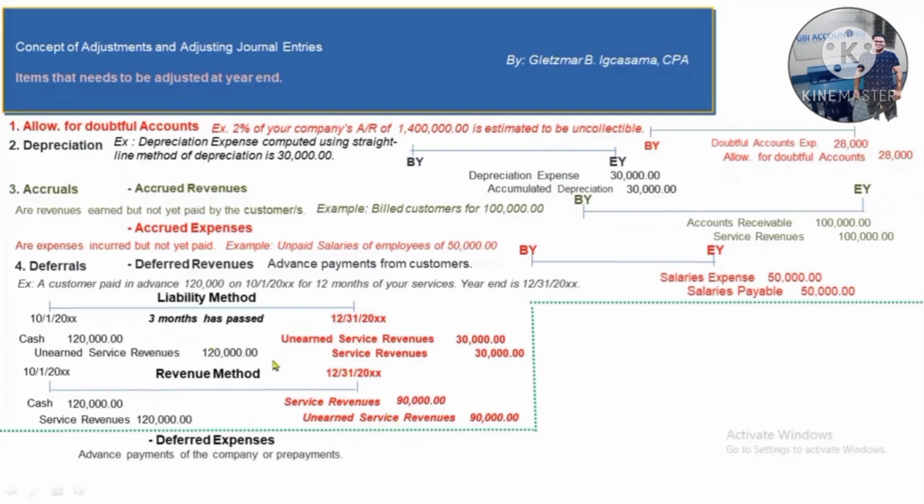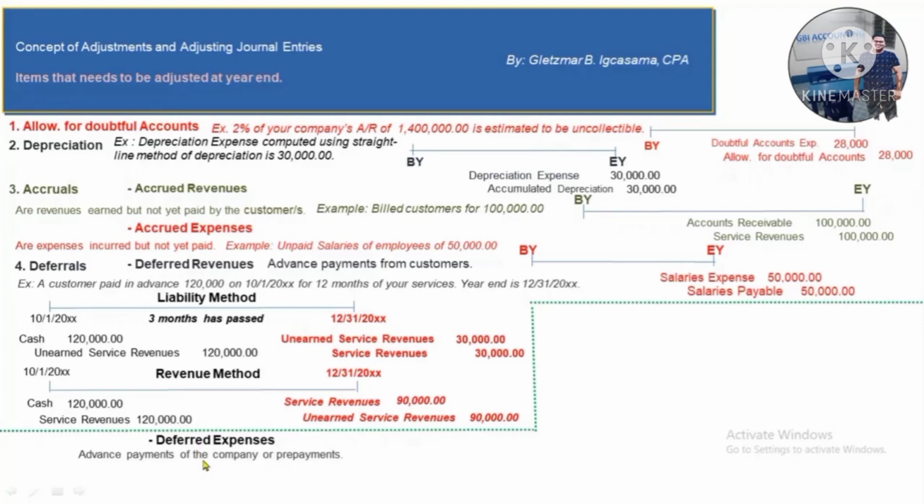And lastly, the service revenues account under the liability method is 30,000. In the revenue method, we credited first the service revenues at 120,000, but later on, we have deducted 90,000 from it. So the net balance is still 30,000. In conclusion, both methods produce the same account balances. So, one last thing before we go to the deferred expenses.